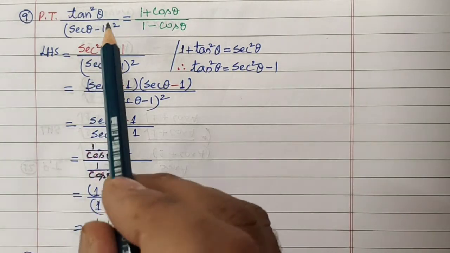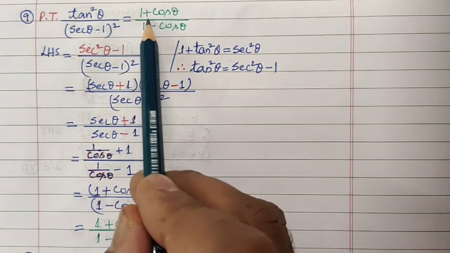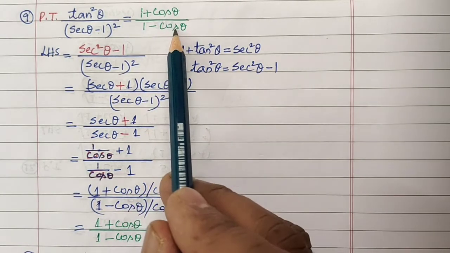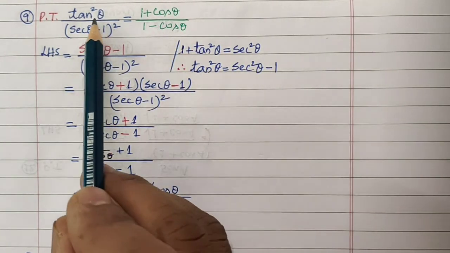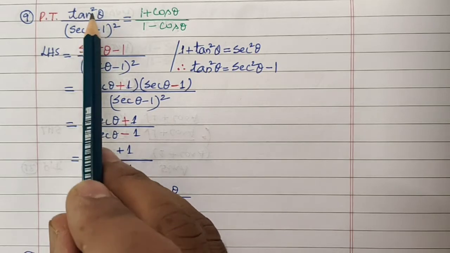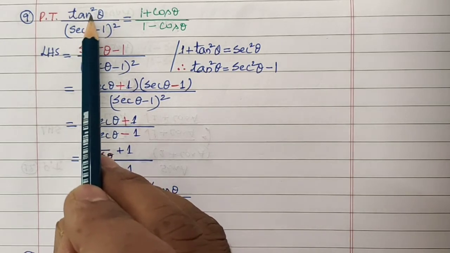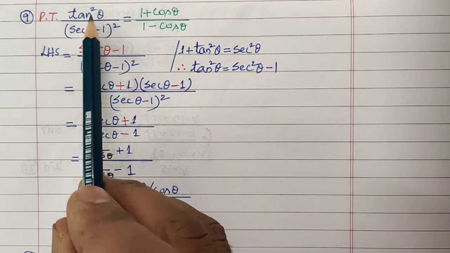Prove that tan square a divided by secant a minus 1 whole square is equal to 1 plus cos a divided by 1 minus cos a. We need the right hand side as cos a. So let us see what can be done with this. In tan square a we have secant, so let us convert tan into secant. This can also be converted into sin by cos, but it is very easy to eliminate secant a in the denominator if we convert tan square a into secant square a.